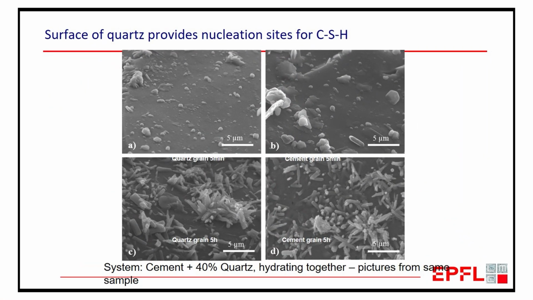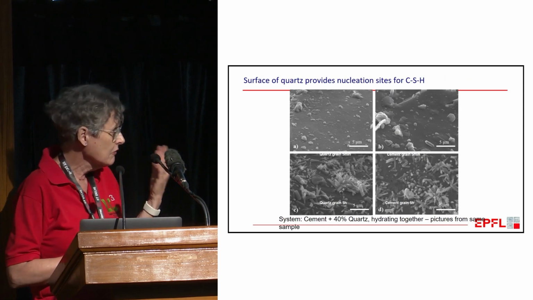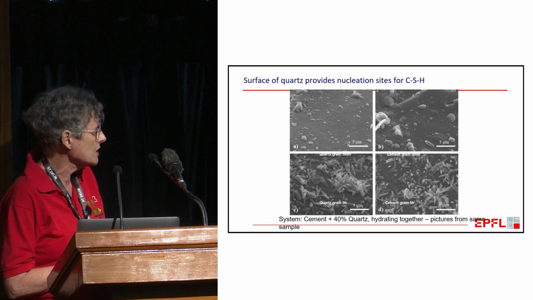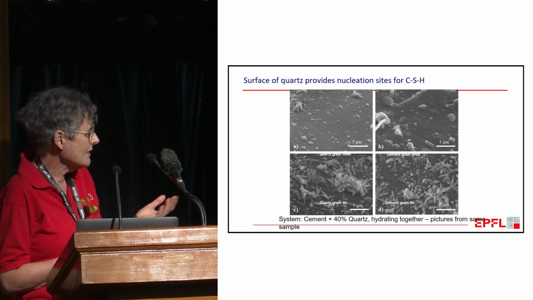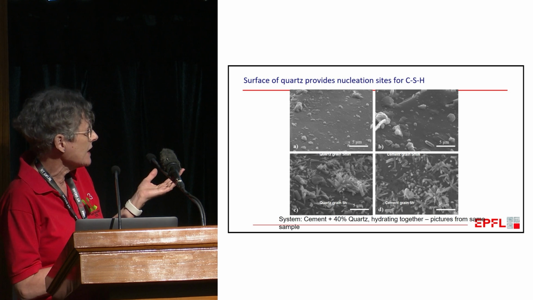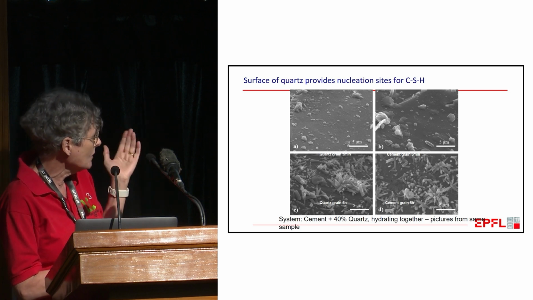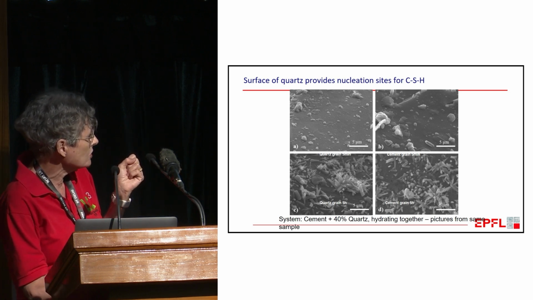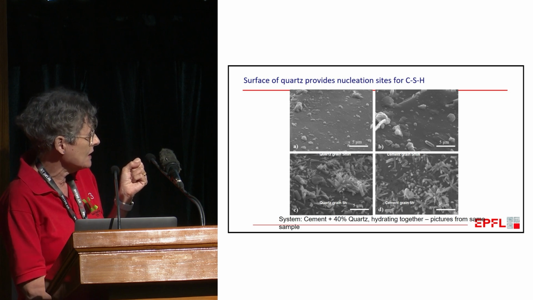So we took some time to really look at what was happening. A lot of people said, well, you've got extra surface, and extra surface gives more surface for your calcium silicate hydrate to form on. And that seems to be the case, because here in the SEM, these are the quartz grains, and these are the cement grains.